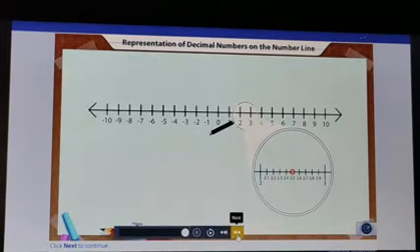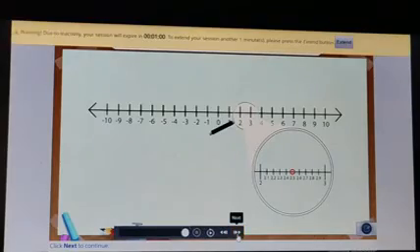In previous classes as well, you had learned how to represent fractions or rationals on the number line. In the same way, you can represent the fractions and rationals on the number line.